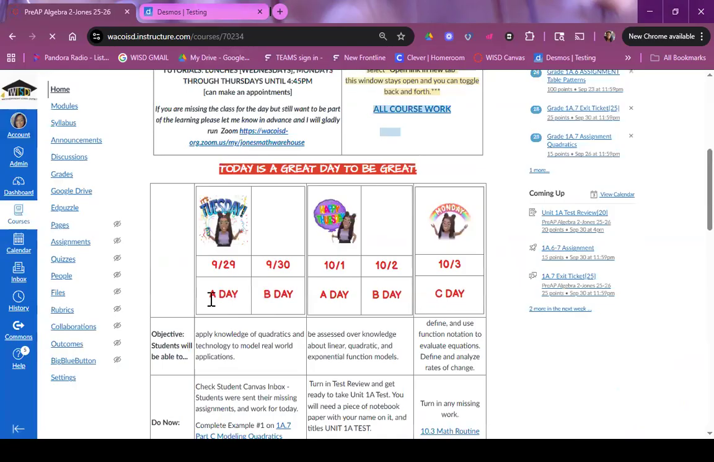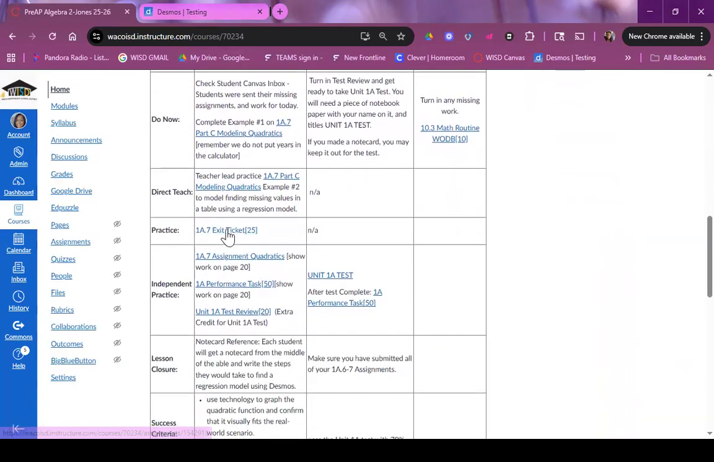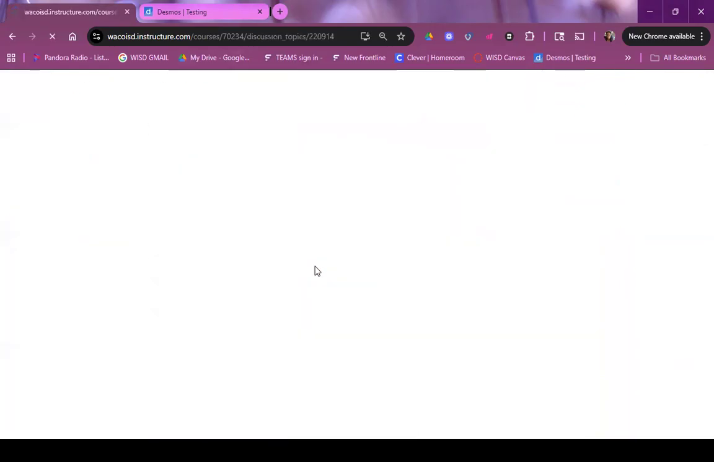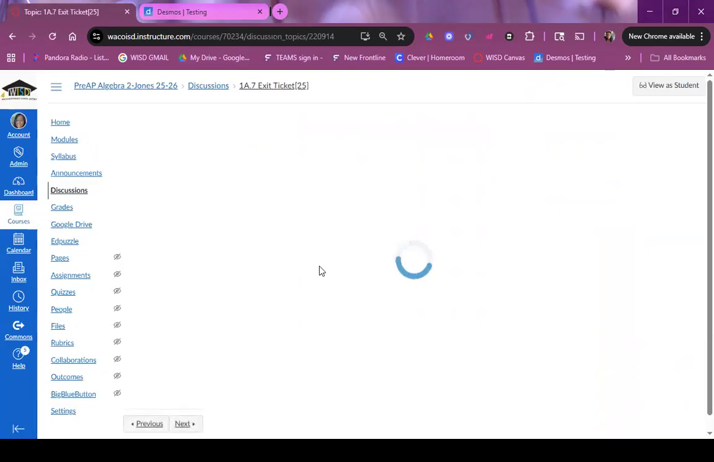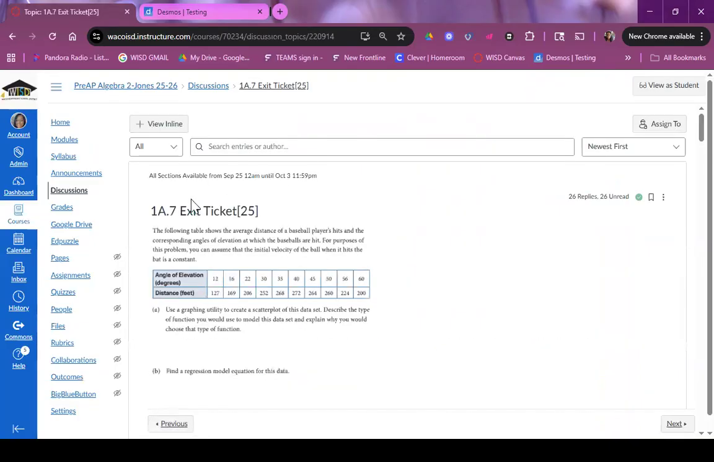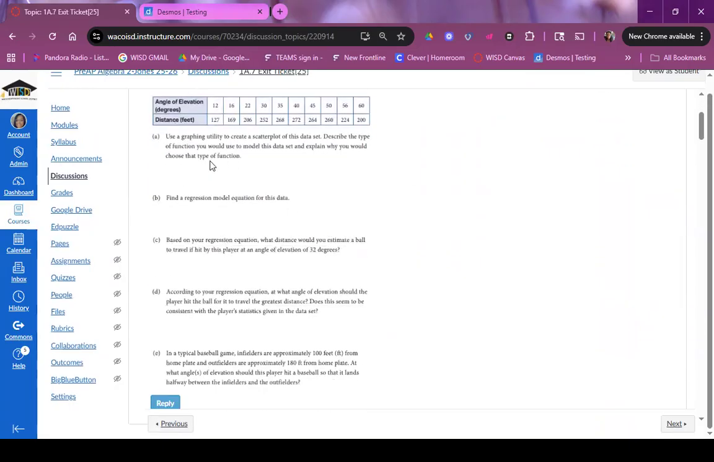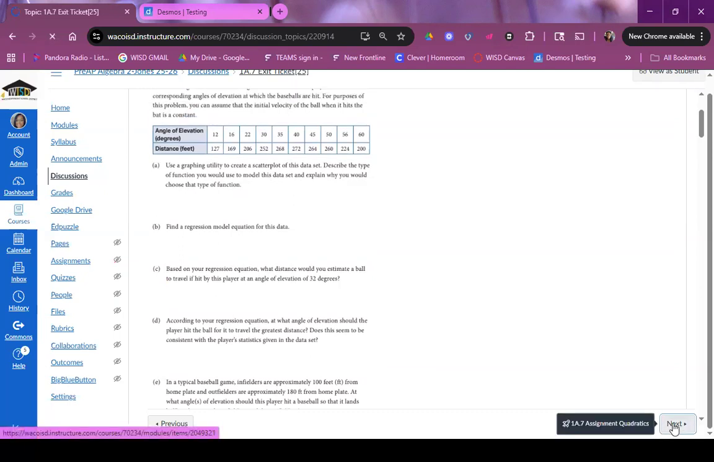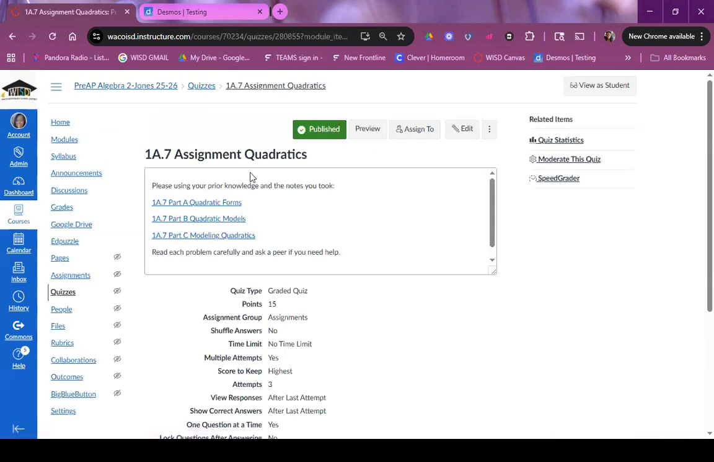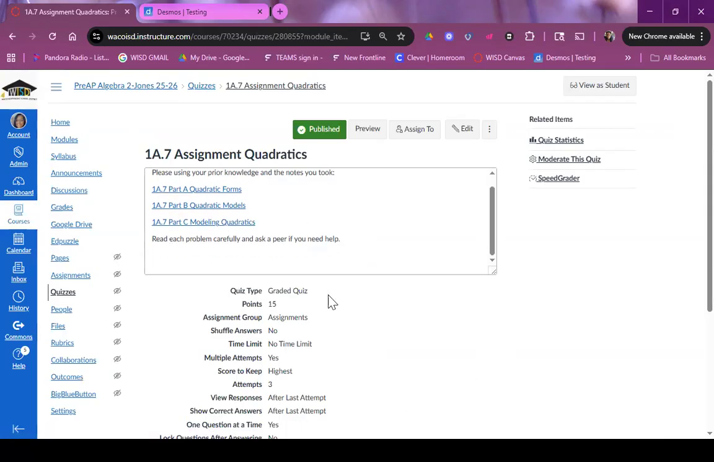So on here, we are now at the exit ticket. You're going to click on your exit ticket. On your 1A.7 exit ticket, you are essentially doing what we've been doing, right? The task is, can you do it on your own? Can you get through the problem? Okay. After you have that, you do have the practice problems. And this is going over all 3 parts of the notes. You do have 3 attempts on it, and it does take the highest.